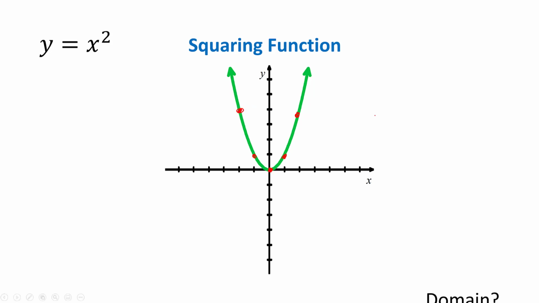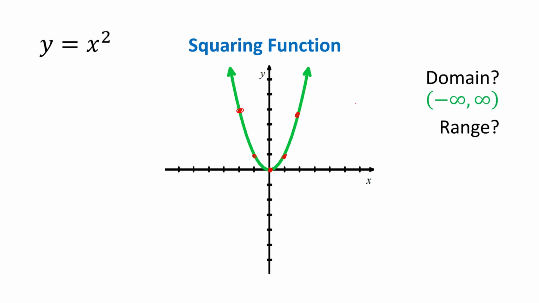All right, and the domain, if we smash this graph down onto the x-axis, it would keep going on forever in both directions. The domain is all real numbers. The range starts at 0 for y values and includes all positive numbers, 0 to infinity. The intercepts, there's only one, and that is the point (0, 0).